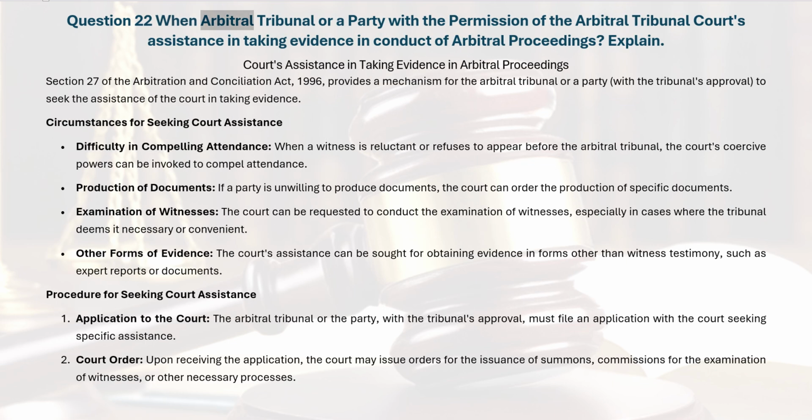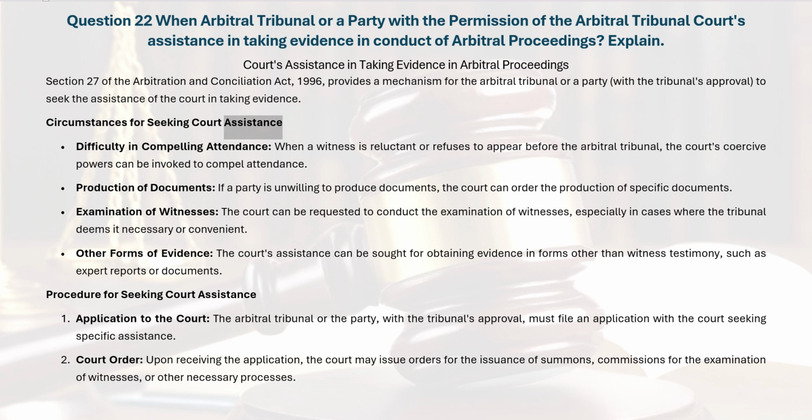Question 22. When can the Arbitral Tribunal, or a party with the permission of the Arbitral Tribunal, seek the Court's assistance in taking evidence in the conduct of arbitral proceedings? Explain. Court's assistance in taking evidence in arbitral proceedings. Section 27 of the Arbitration and Conciliation Act, 1996, provides a mechanism for the Arbitral Tribunal or a party, with the Tribunal's approval, to seek the assistance of the court in taking evidence.